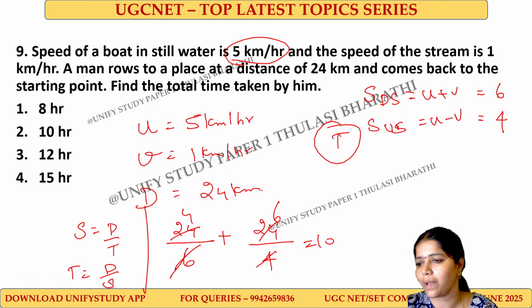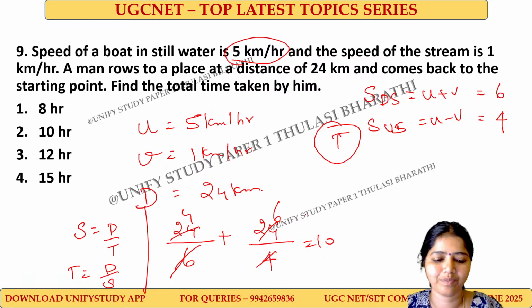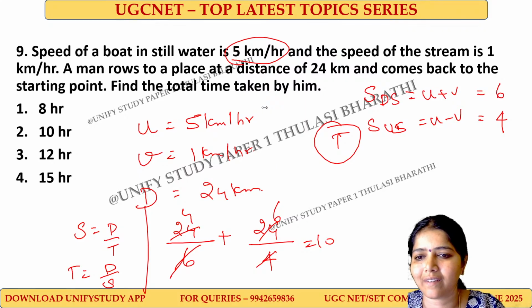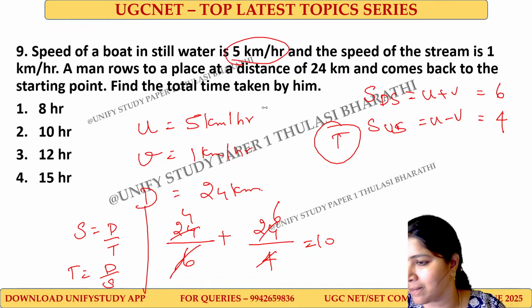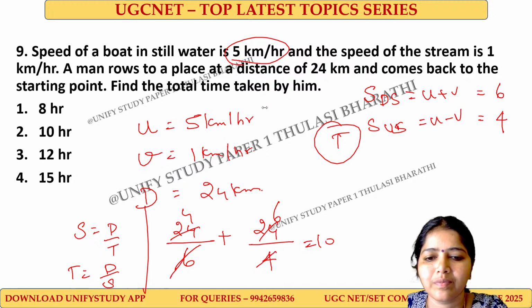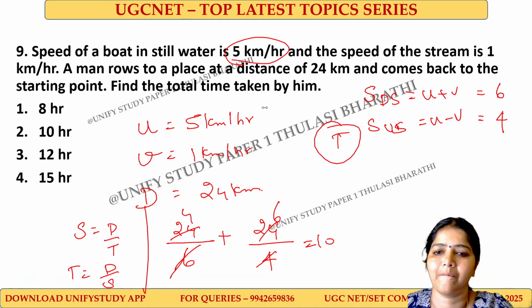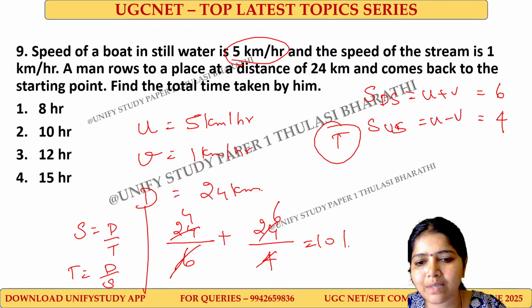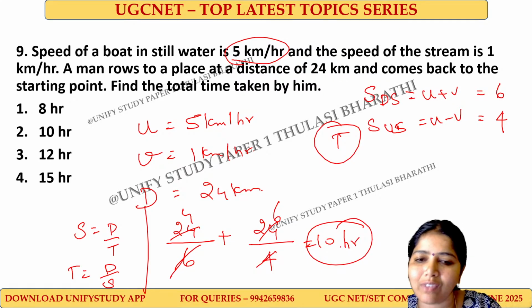So 24 divided by 4 is 6, and 24 divided by 6 is 4, which is equal to 10. Got it? Yes or no? Please let me know. Yes, learners, waiting for your response. You got the answer? The total time taken is 10 hours. You got it?